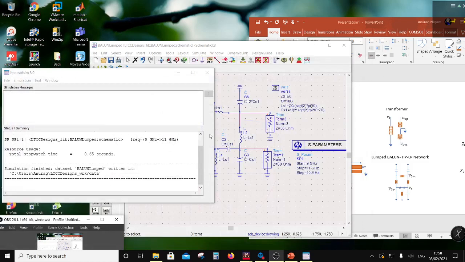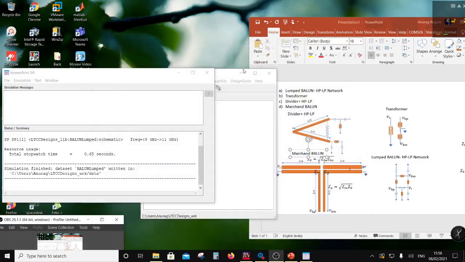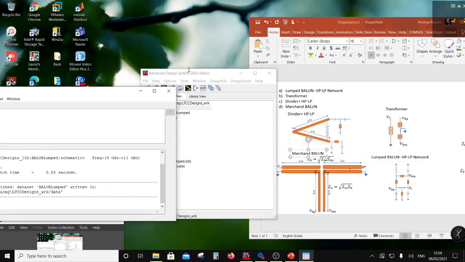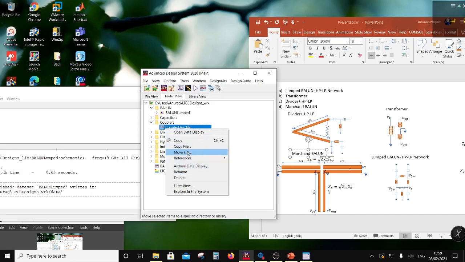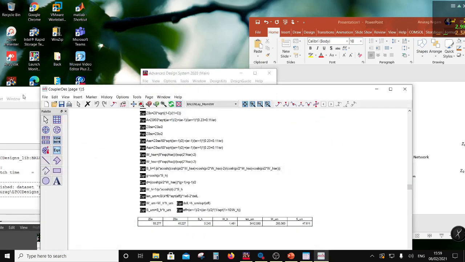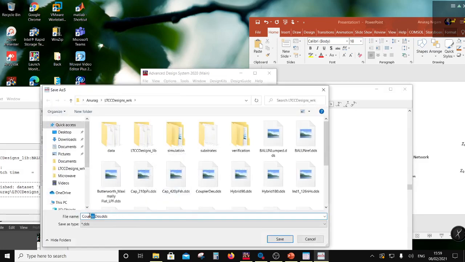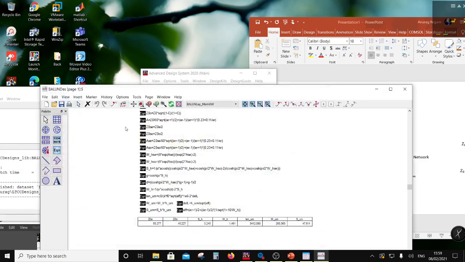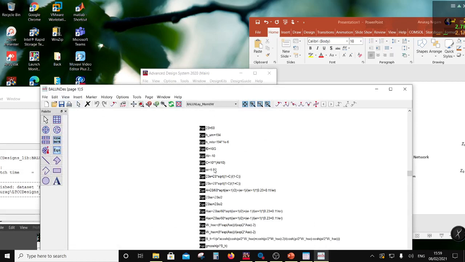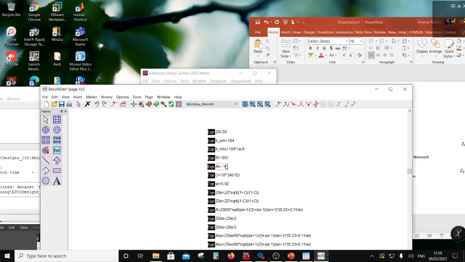Now let's shift our focus to a distributed balun, which is a Marchand balun. So I'm going to teach you to design a Marchand balun. Now all you do is you go to the coupler and you copy this file, or rather you just say file save as, and you call this balun design. Okay, so once you have saved this as a balun design, coupling coefficient is 10 here, right?